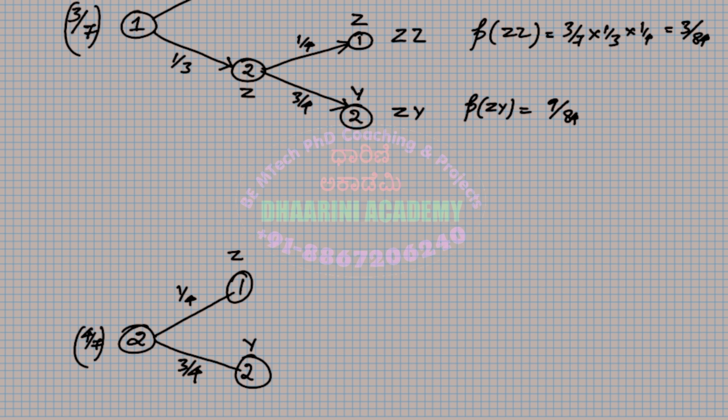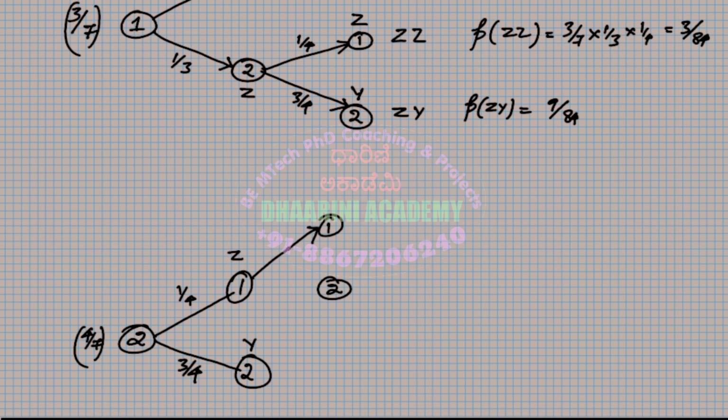Okay. Now, which state am I in? I'm in state 1 now. So I might move to state 1 or state 2. From 1 to 1, the probability is 2 by 3, right? So you are in state 1 and you can move to state 2 with the probability equal to 1 by 3, right?